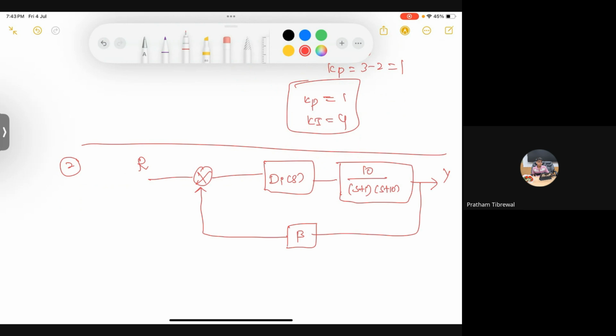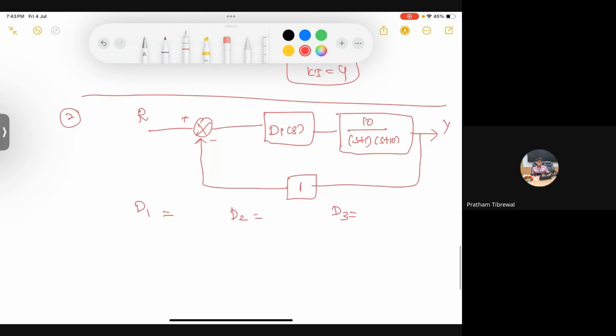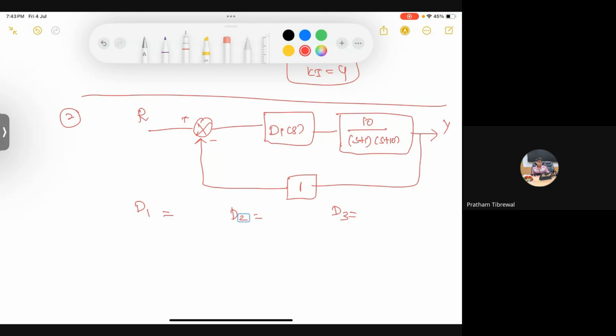That's it. So now, what are all the information they have given? They have given beta is equal to 1. So I'm just going to replace this. Why do you want to complicate it? Right? Beta equal to 1. It's in the question. And some controllers they have given, D1, D2, D3, that you can see from the question. Right. So choose a controller and find the range of parameter values that will result in type 1 system.